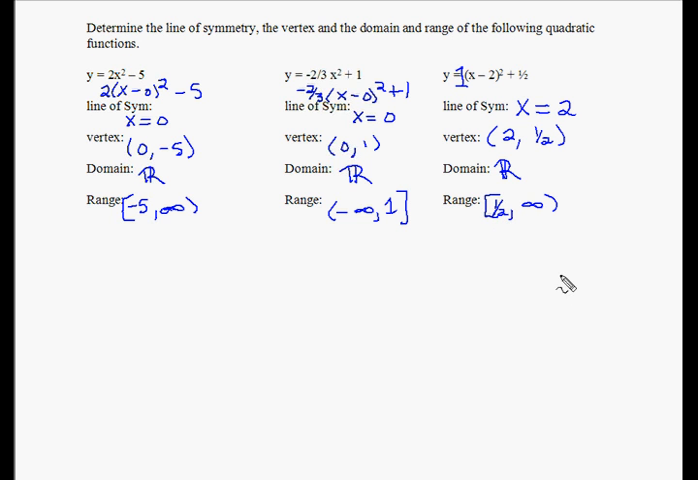There are more examples of finding domain and range with the next video.